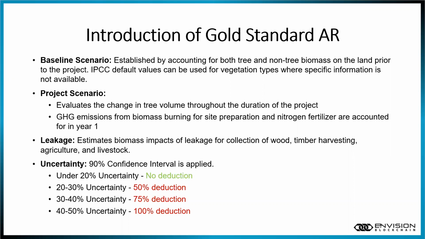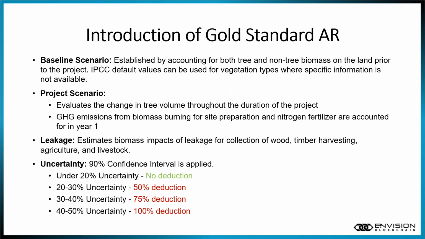When it comes to emissions, GHG emissions from biomass burning for site preparation and nitrogen fertilizer are accounted for in year one. So we would not have to update the emission parameters for every monitoring report, since they're all estimated and deducted in the first year. Leakage is calculated by estimating the biomass impacts of leakage for collection of wood, timber harvesting, agriculture, and livestock. But if none of these apply to your project, then there would be no leakage.